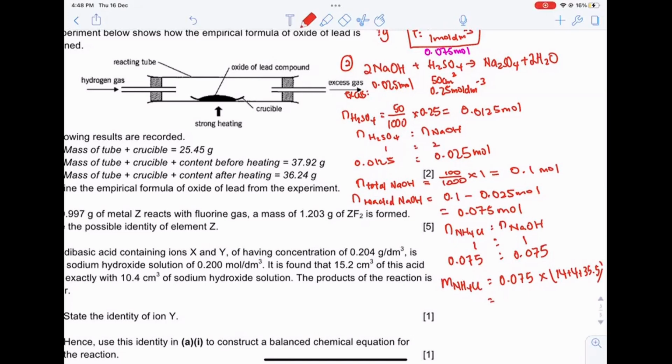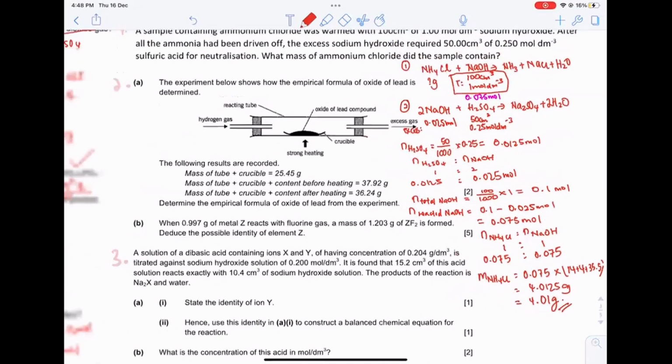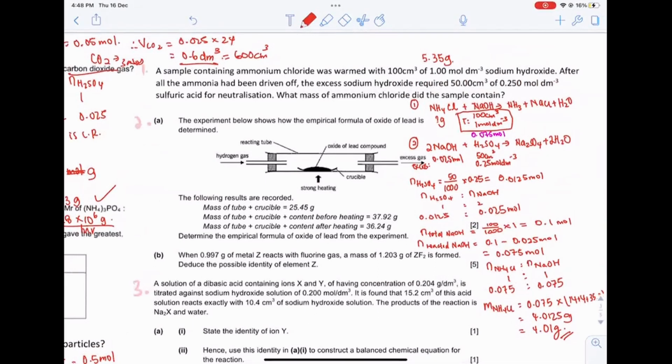So that will be 4.0125 gram. So three significant figures will be 4.01 gram. Ryan, how do you get 5.35? I forgot to minus the 0.025. Oh, okay. Do you understand the part about minusing the 0.025? Yeah.